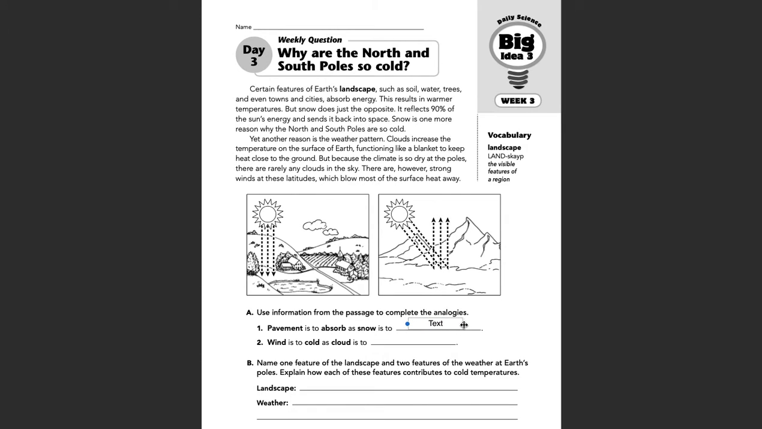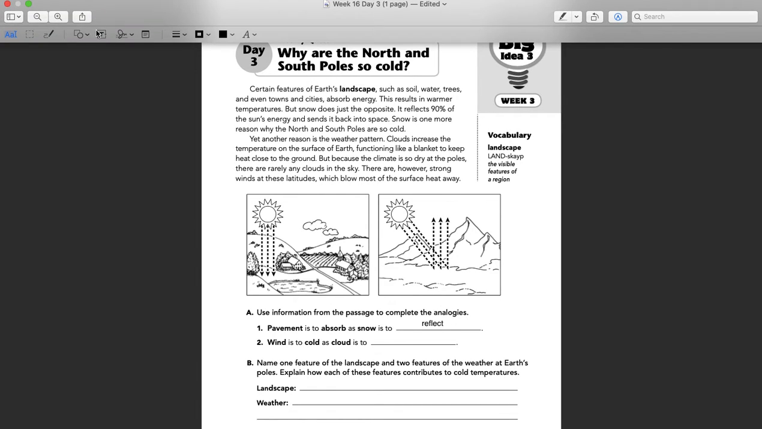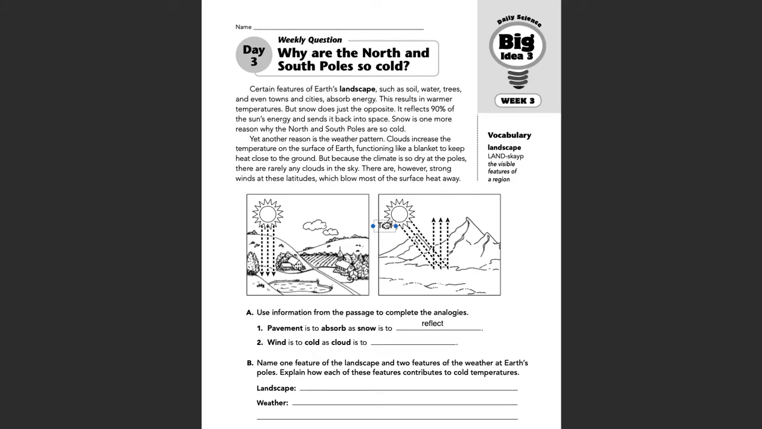Remember in the first paragraph it talks about how snow reflects 90% of the sun's energy, sends it back into space. That's one reason why the poles are so cold. Wind is to cold as cloud is to, well, at the bottom of the second paragraph, it talks about how clouds increase the temperature on the surface of Earth, functioning like a blanket to keep heat close to the ground. So cloud is to warm or heat, something along those lines.